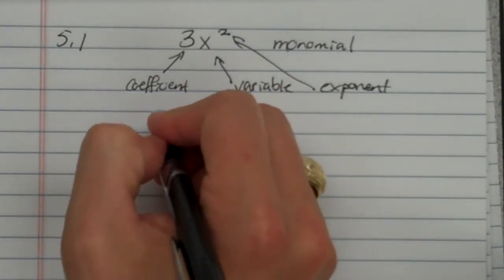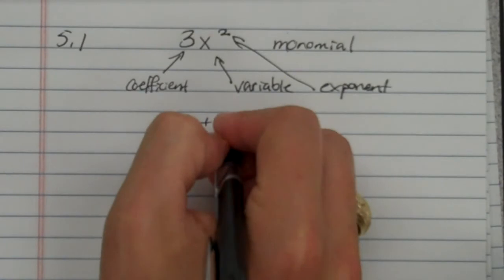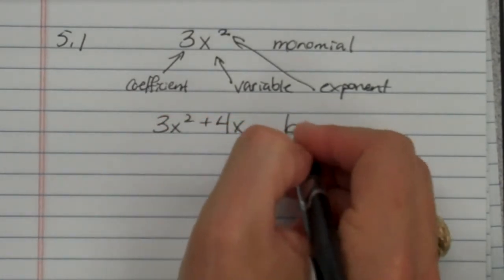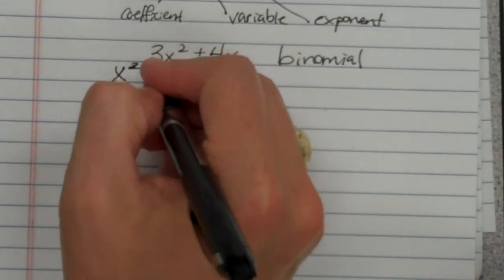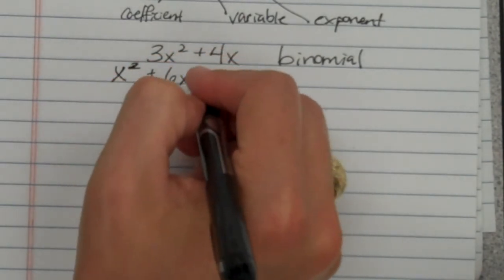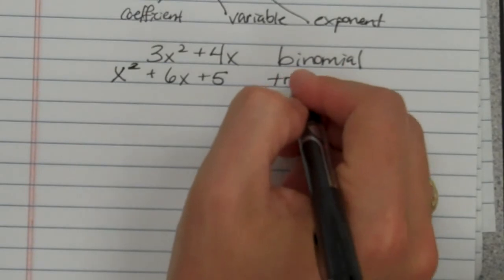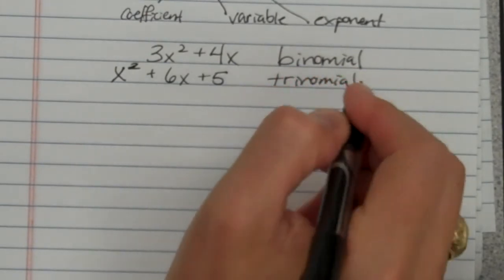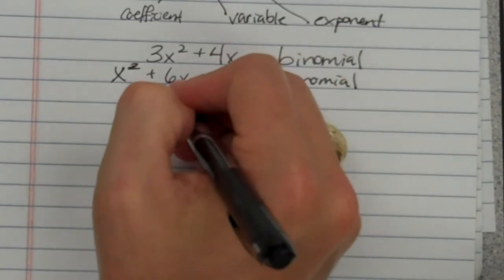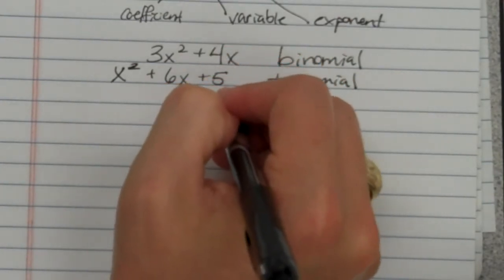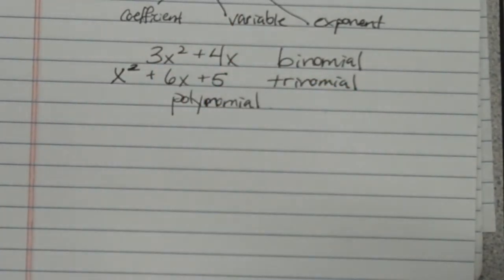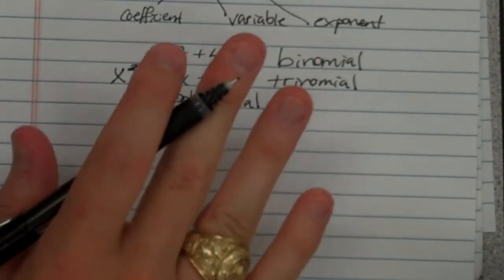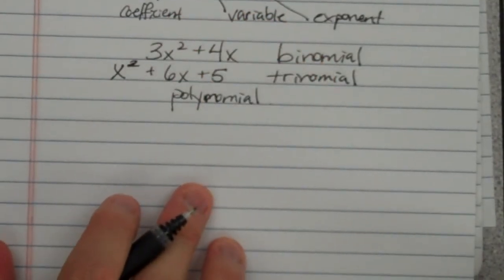If we have more than one, let's say 3x squared plus 4x, there's two of them, so like a bicycle, we call it a binomial. Okay? If we have 3, which we'll see a lot of, we'll call this a trinomial. And anything that's more than 1 is called a polynomial. That's it. So this is just a really brief introduction to some of the language that we're using.